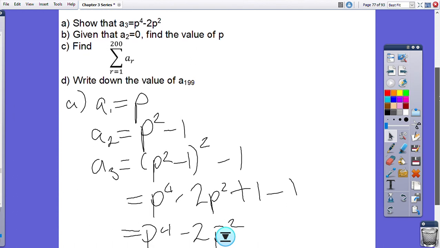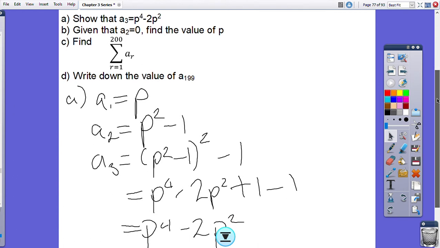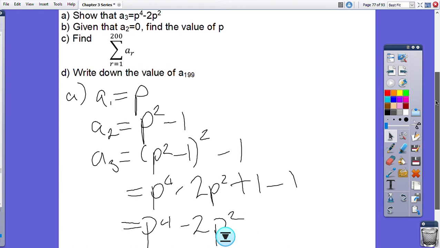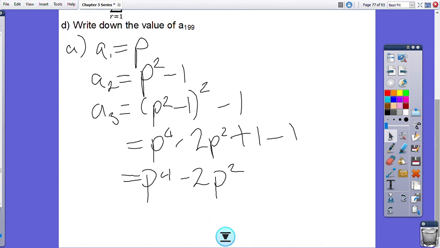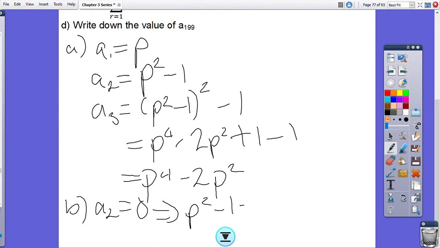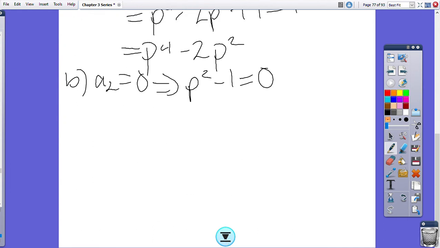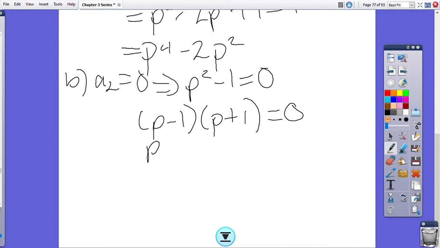Right, part B. Given that a2 equals 0, find the value of p. So we have to use, in B, even though they've got us to work out a3, this here. This a2 is p squared minus 1. So if we know that a2 equals 0, then this implies that p squared minus 1 equals 0. Now you can take the square root, but I much prefer difference of two squares: (p minus 1)(p plus 1) equals 0. So p equals 1 or p equals minus 1.